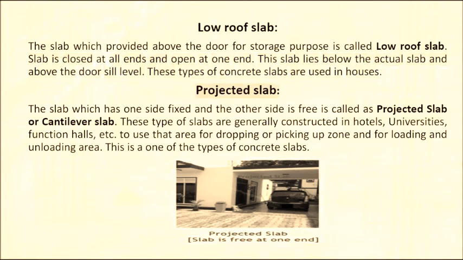Projected slab. The slab which has one side fixed and the other side free is called a projected slab or cantilever slab. These types of slabs are generally constructed in hotels, universities, function halls, etc. to use that area as a dropping or picking up zone and for loading and unloading. This is one of the types of concrete slabs.